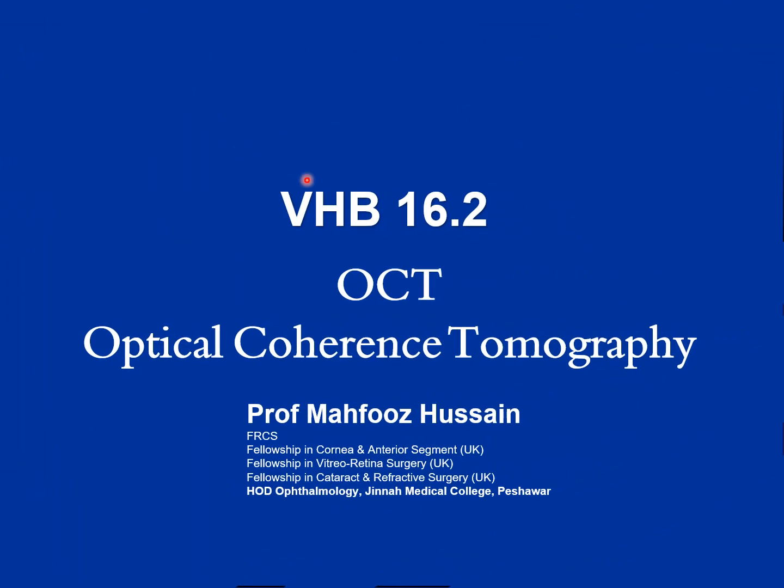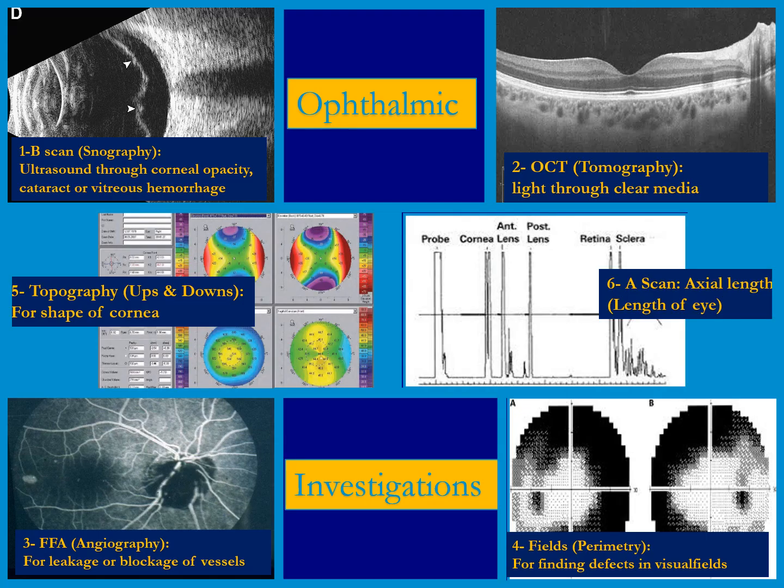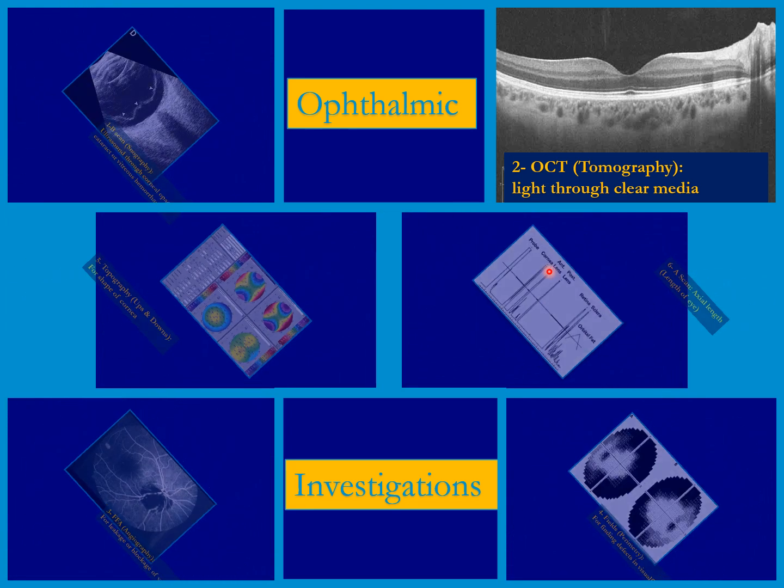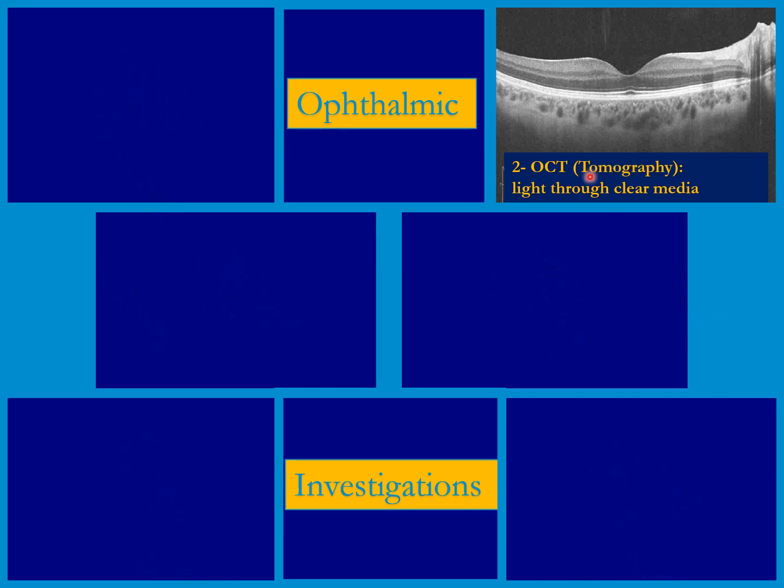In this video, VHB 16.2, we are going to discuss OCT or Optical Coherence Tomography, which is one of the ophthalmic investigations. This one is B-scan or sonography. This is OCT. This one is FFA or fundus fluorescein angiography. Number 4 is the visual field. Number 5 is the corneal topography. And number 6 is the A-scan. And here we are going to only talk about the OCT or optical coherence tomography.